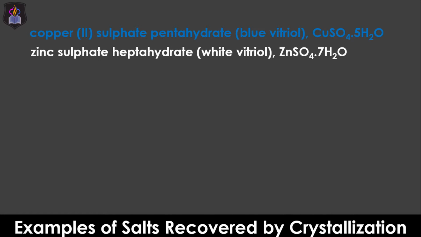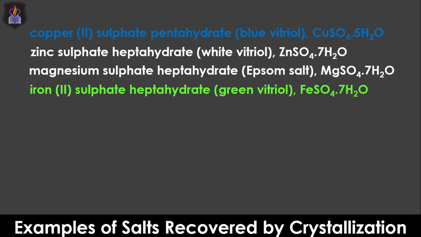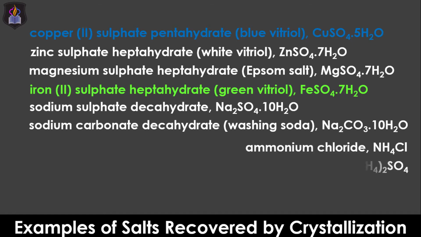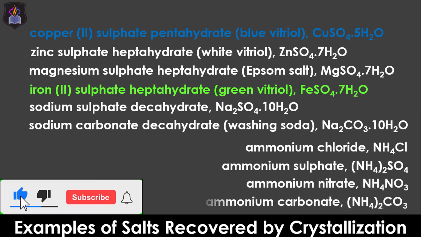Examples are copper(II) sulfate pentahydrate, also called blue vitriol, zinc sulfate heptahydrate, otherwise known as white vitriol, magnesium sulfate heptahydrate, also known as Epsom salt, iron(II) sulfate heptahydrate called green vitriol, sodium sulfate decahydrate, sodium carbonate decahydrate, commonly called washing soda. Examples of ammonium salts are ammonium chloride, ammonium sulfate, ammonium nitrate, ammonium carbonate, etc.